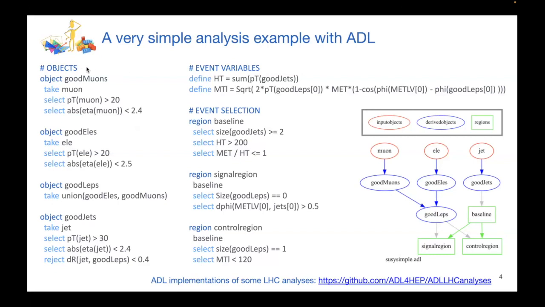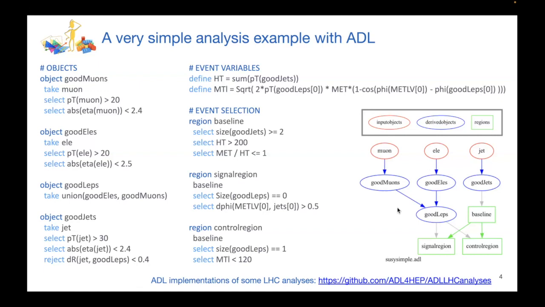I hope you can also see my cursor. This is a simple file where we have some definitions initially, objects. You take electrons and you produce good electrons by applying some cuts. Then you can make unions. You can define event variables like HD in this case. Then naturally you have different regions, preselection that we call a baseline. Based on the baseline, you can define a signal region, a control region. And then you run, obviously, your event loop with that.